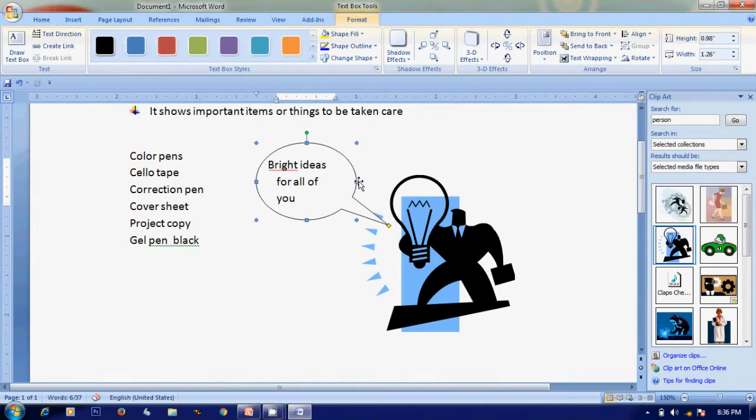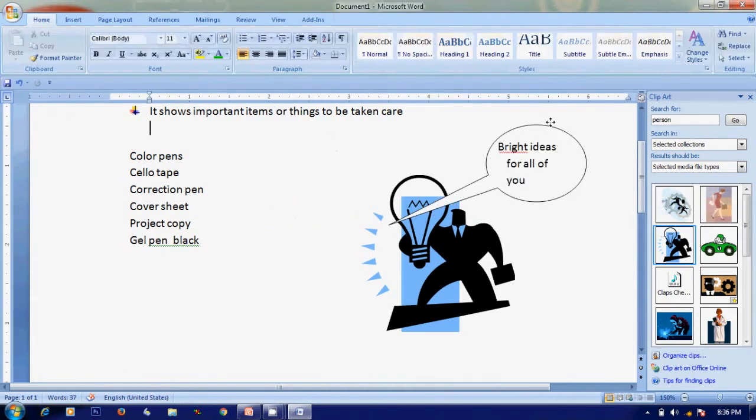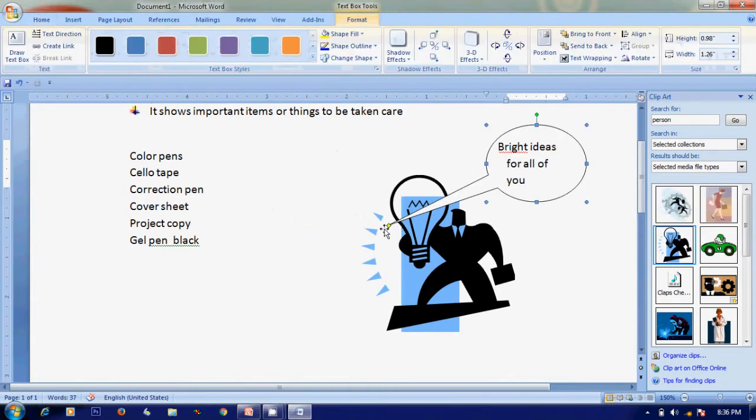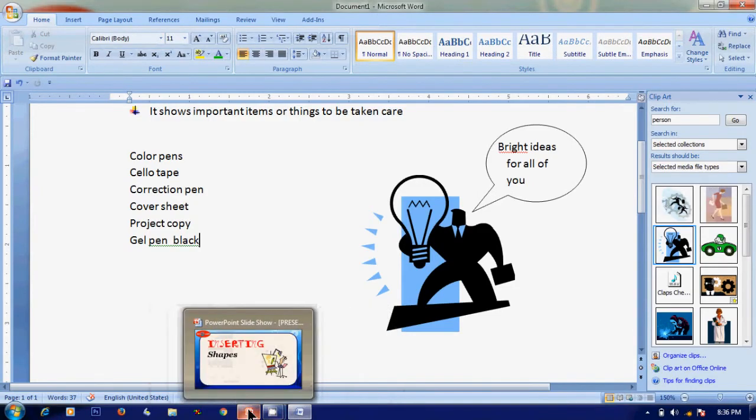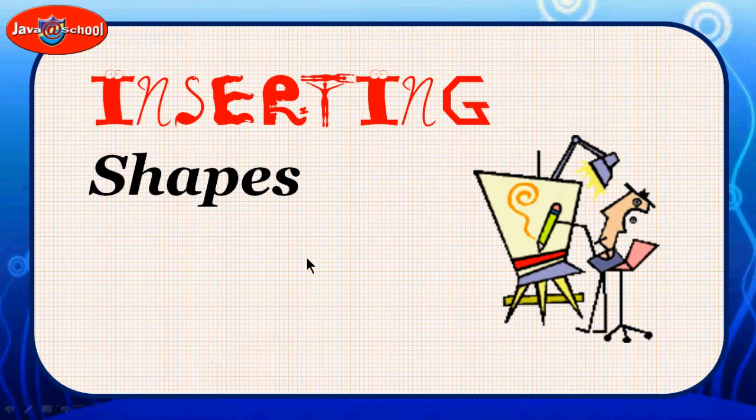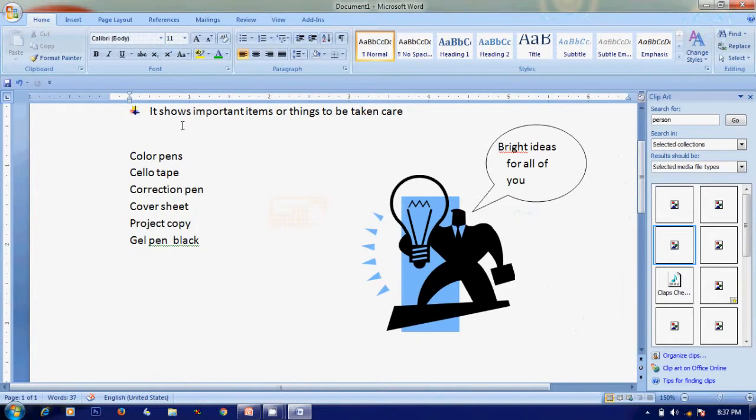Okay. So you can do, or you want to shift the colored box to this side, you can do that. Okay. You want to show this arrow to this person, indicating this person is saying, you can do that. Okay. So this is called a colored box, which is inserted easily from the shapes.